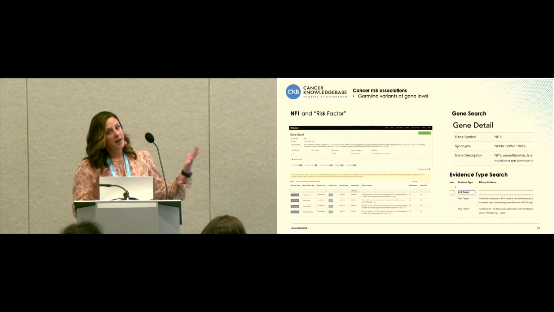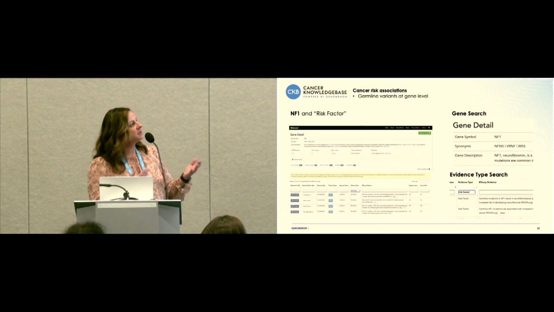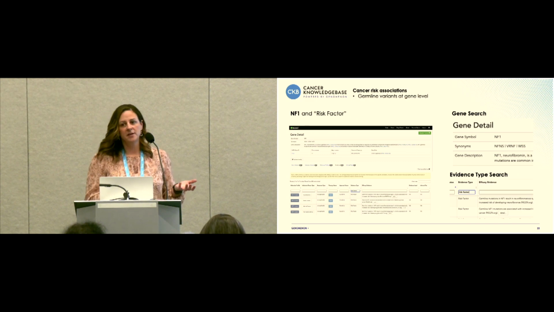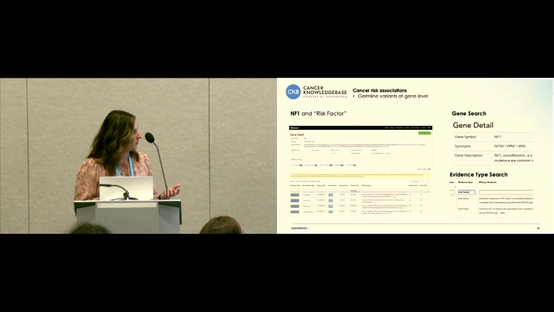All right, so now that we've had a chance to identify the pathogenic variant for NF1, we can then turn to the Cancer Knowledgebase, or CKB. So within CKB, we curate all different types of evidence related to variants, including actionable evidence, of course, and then prognostic, diagnostic, and risk factor. And so in this case, this is a germline variant, and so we wanted to see if there's any risk factor evidence related to NF1. And we can do this by searching at the gene level.